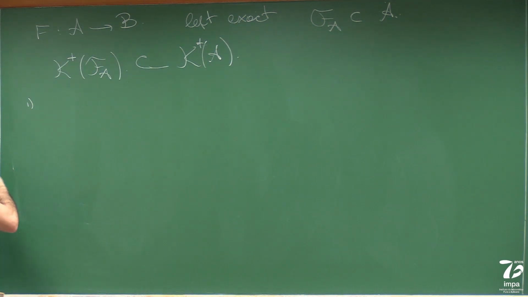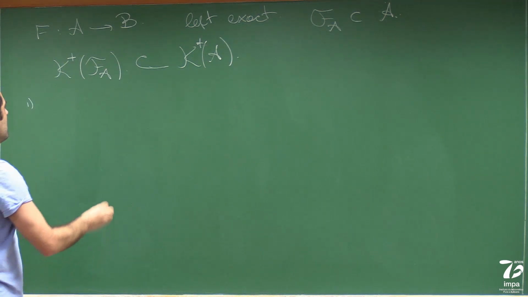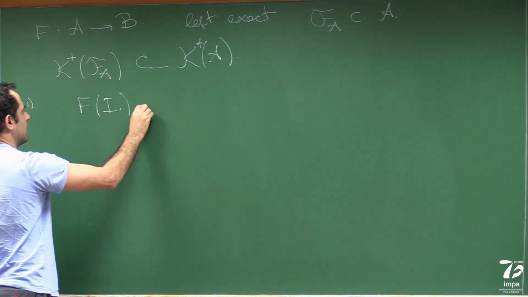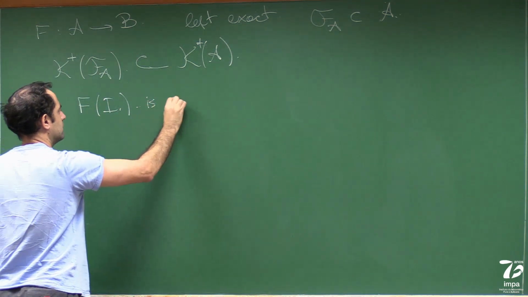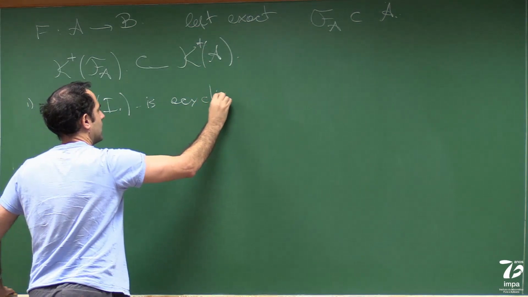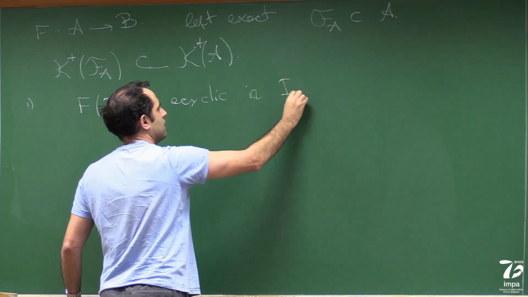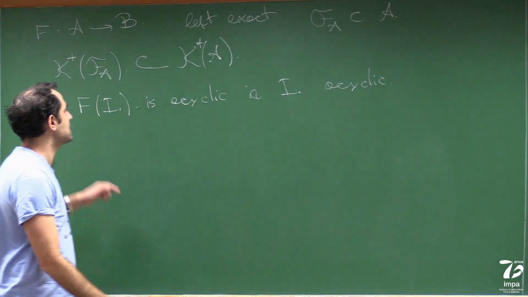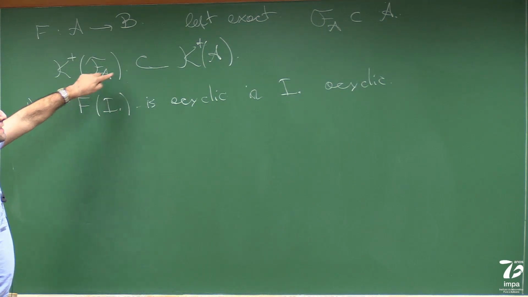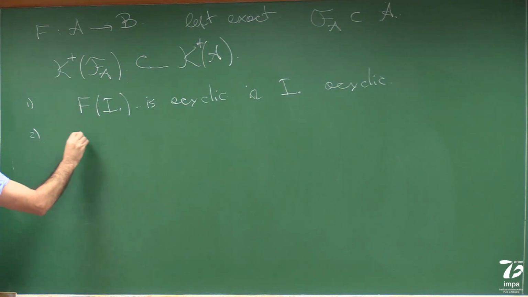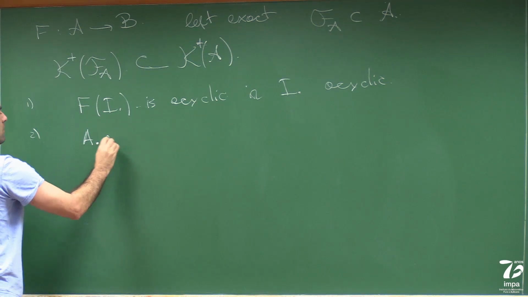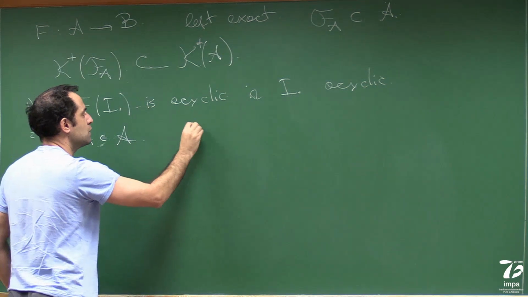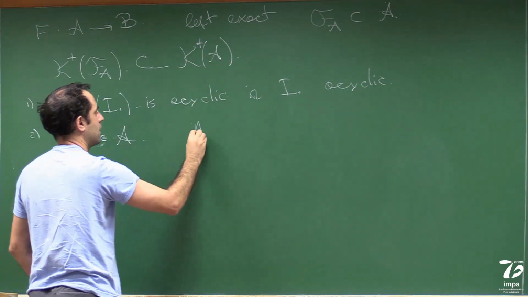Namely, one, whenever I apply F to such a complex, it's acyclic if I is acyclic. Same condition. It's just now my complexes are of objects with a particular property inside of the abelian category. And two, every A, which is an object of A, admits a resolution in F_A.